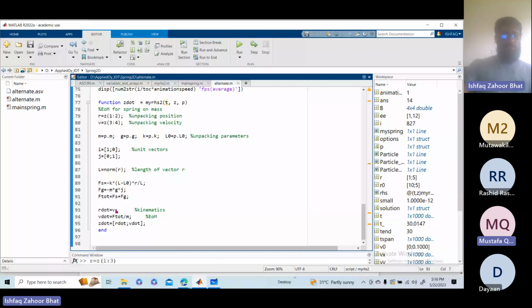And velocity. So L is nothing but equal to norm. Is norm a function or a variable? It is a good question. It is an inbuilt function. You need not write this as a norm.